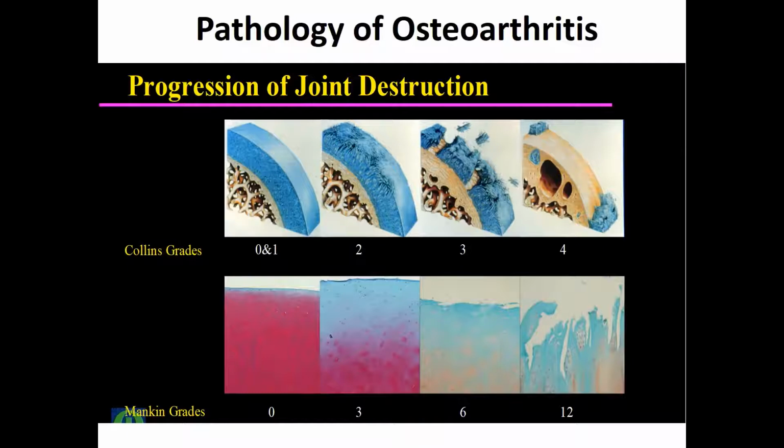And one of the problems currently with osteoarthritis is that when we see patients when they're symptomatic, they're often at these more advanced stages where they have significant damage.